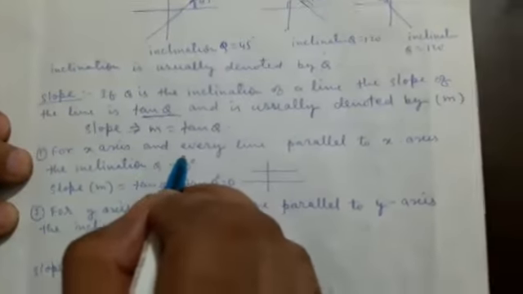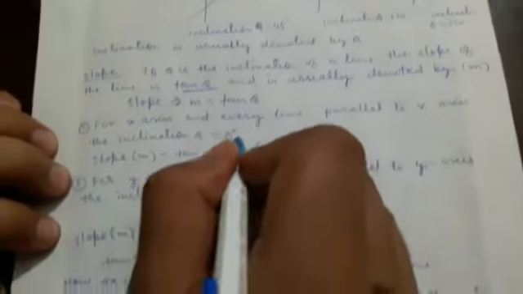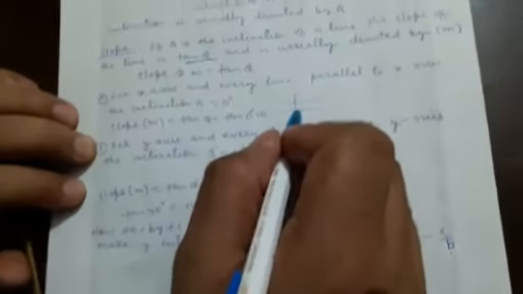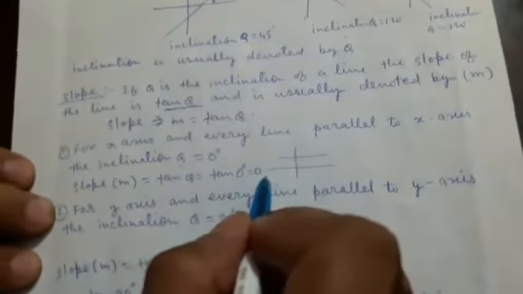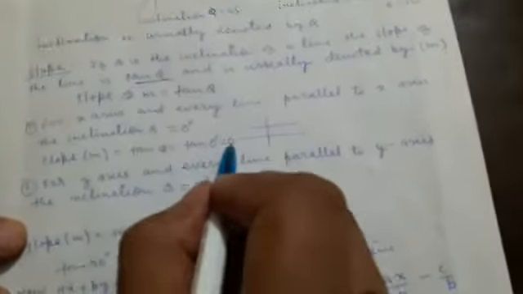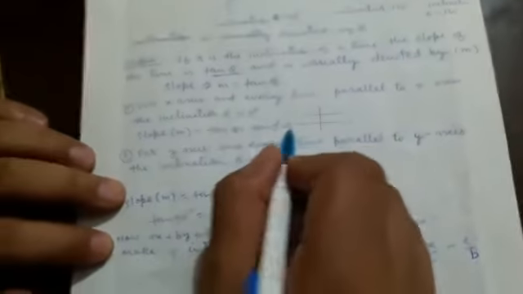For the x-axis and every line parallel to the x-axis, the inclination, that means theta, is equal to 0 degrees. Remember it, when a line is parallel to the x-axis, then the slope will be 0 and the inclination is also 0. So in place of theta, here we will write the slope m is equal to tan theta. And what is the value of this theta? Because the inclination is 0, so tan 0 degrees, what is the value of tan 0 degrees? That is equal to 0.